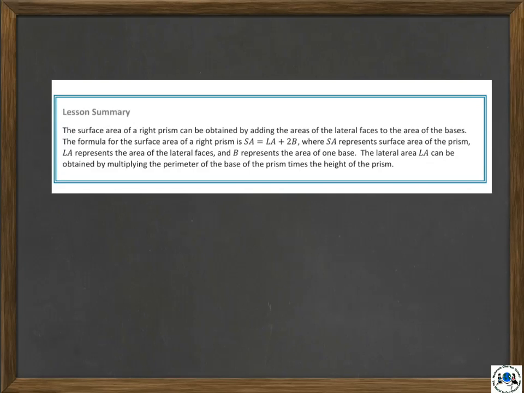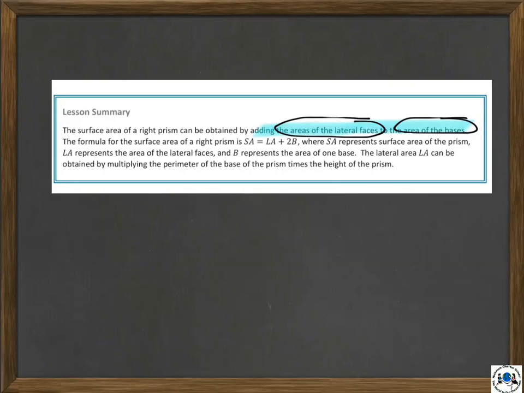So here we go. The surface area of a right prism can be obtained by adding the areas of the lateral faces to the area of the bases. Okay, so two separate parts. The areas of the lateral faces are always going to be pretty easy. They're going to be rectangles, so it's height times width. And then the areas of the bases could be very easy, rectangles or squares, but they could also be triangles or hexagons.